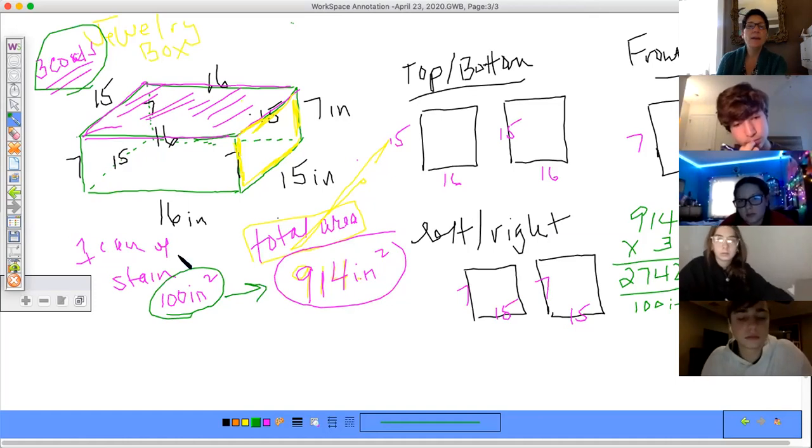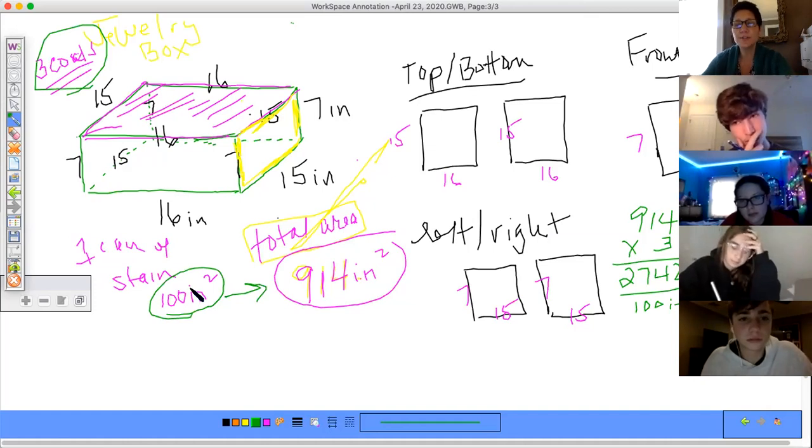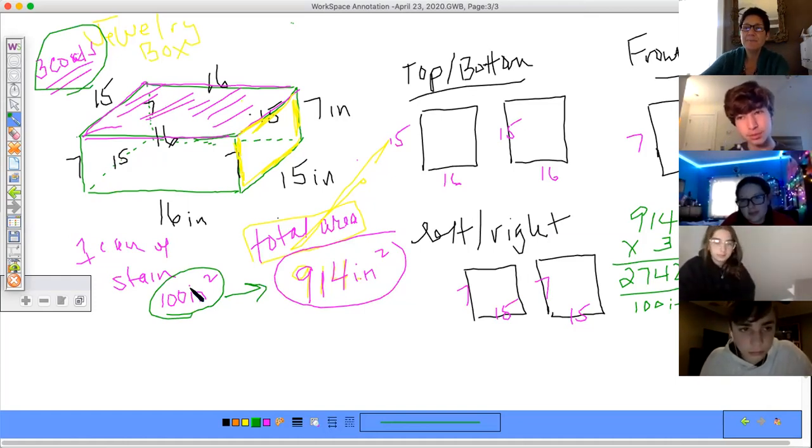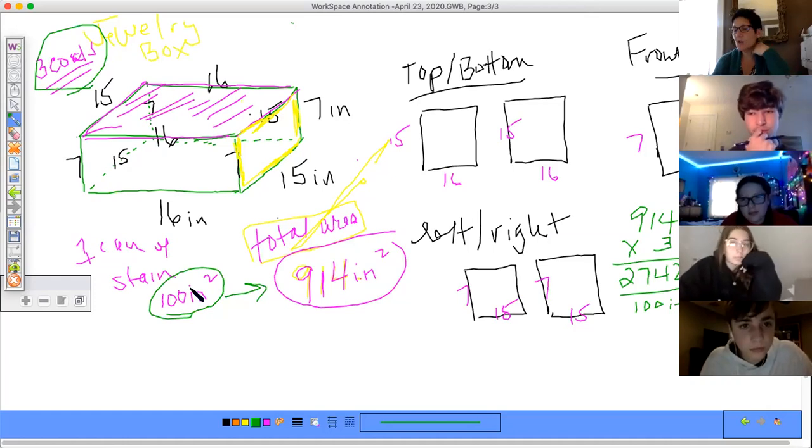Yeah. And by the way, I wouldn't buy this can of stain if anybody paid me to, because it's ridiculous that it only covers 100 square inches. For some little box, I'd have to buy 28 cans of stain. I would be like, no, this is a ripoff. So I'm just saying it wouldn't work. All right. Any other questions?